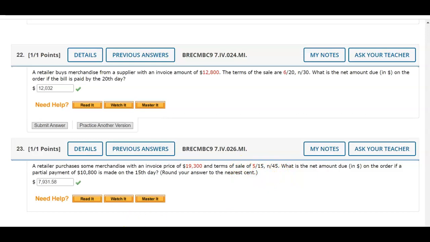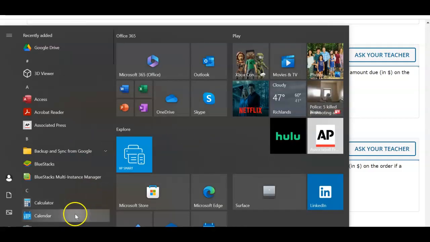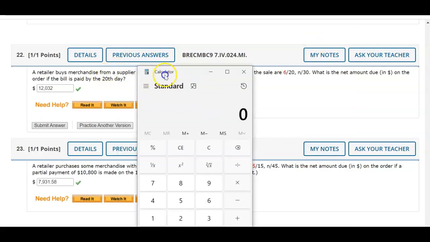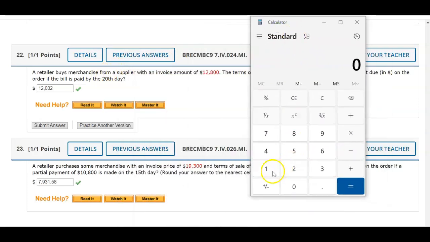So what we have to do is figure out how many 95 cents are in the 10,800 that is the partial payment. So if we divide that by 0.95, this is how much we have going towards the 19,300. So 11,368.42 minus the 19,300.